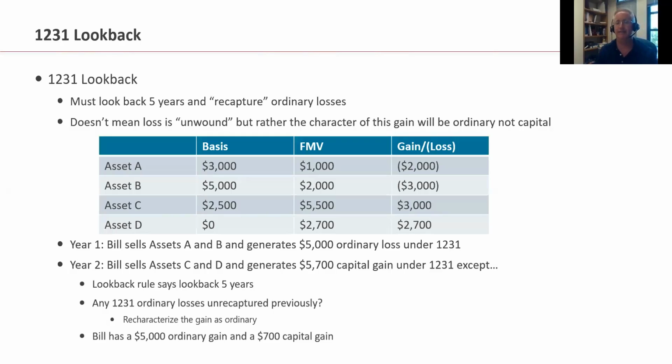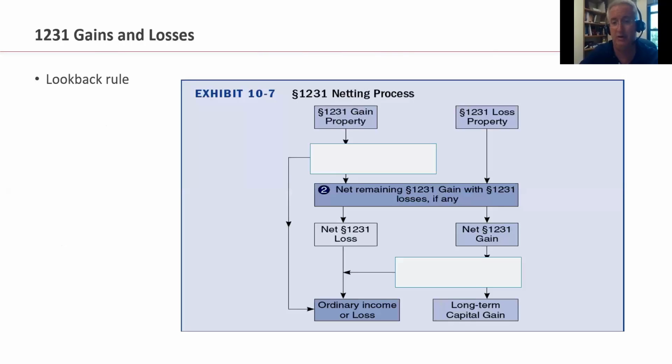What it does is it forces a business to recharacterize any of this year's gain as ordinary to the extent of ordinary 1231 losses in prior years. It is meant to shut down exactly what Bill did here. Okay, so that's not necessarily an easy thing to understand. The good news is there's at least one homework on there.